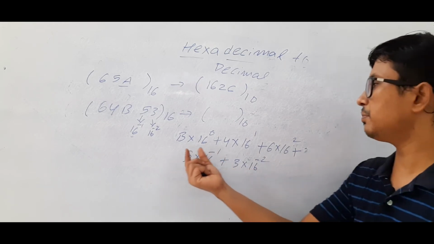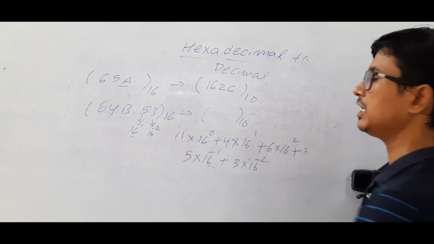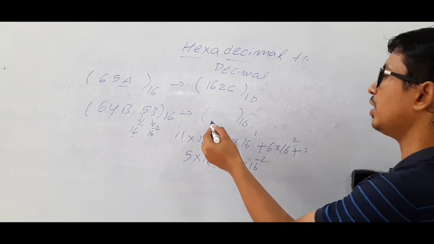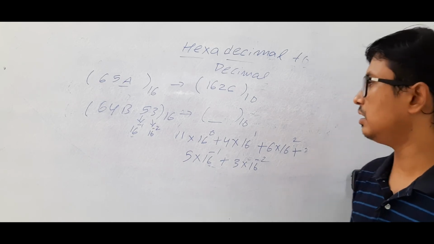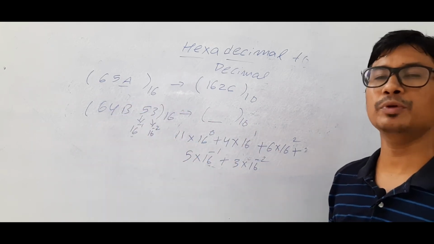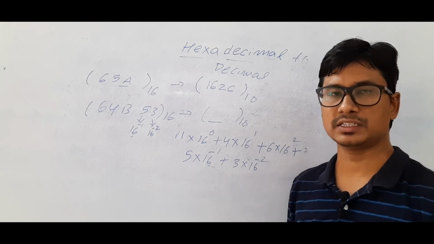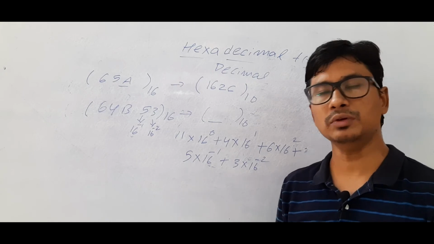You perform the multiplication. What is the B value? B value is 11. So you multiply it and perform the addition. Whatever number you get is the decimal number for this hexadecimal number. I hope you have understood how I have converted a decimal number to hexadecimal and from hexadecimal to decimal.